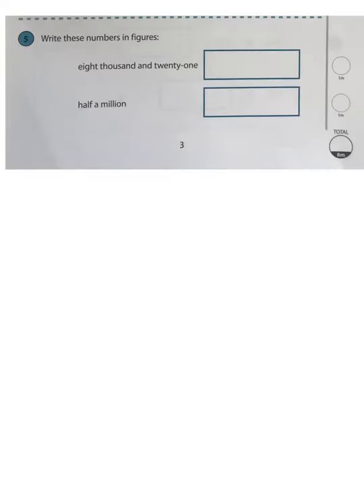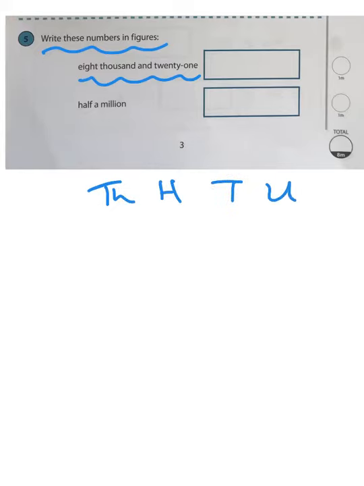Question 5. Right. Write these numbers in figures. 8,021. It's trying to catch you out because it hasn't got 100 in it. If you wanted to, you could write out your hundreds, tens, and units and thousands thing. And you've got 8,021. What goes in the gap? 0. So the answer is 8,021.